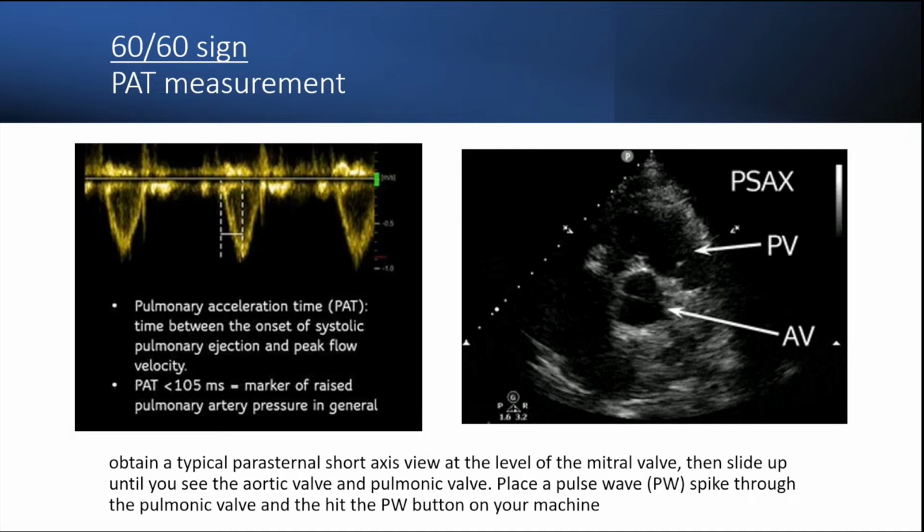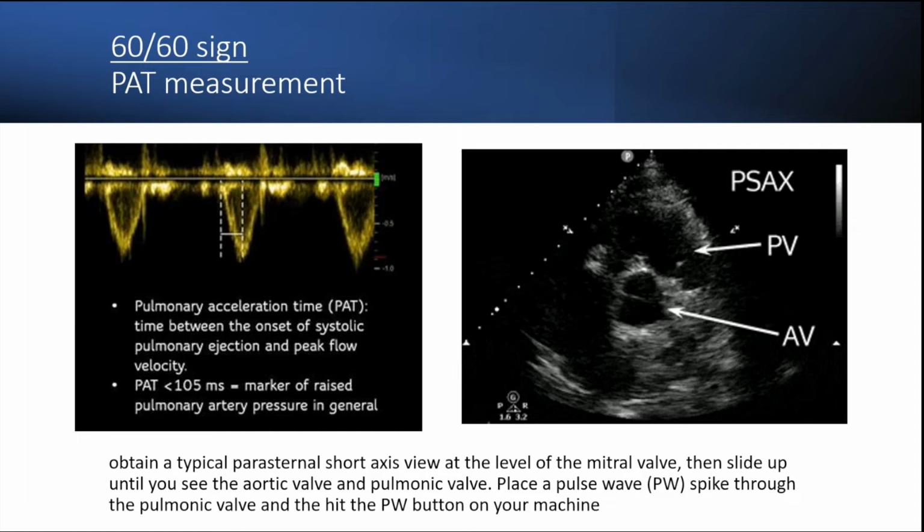Next, after we get the PA systolic pressure, we can measure the pulmonary acceleration time. First we need to obtain a parasternal short axis view at the level of the mitral valve, and then we slide or fan the probe to see the pulmonic valve. Then we can place the pulse wave cursor through the pulmonic valve at the RV side, and we can get this picture here.